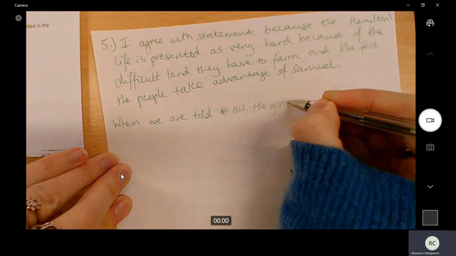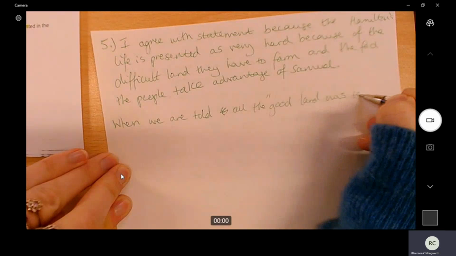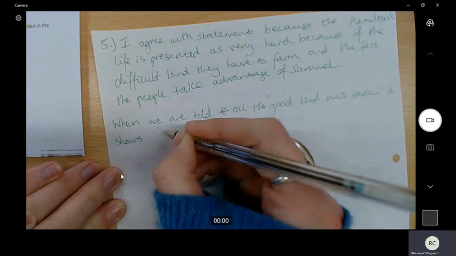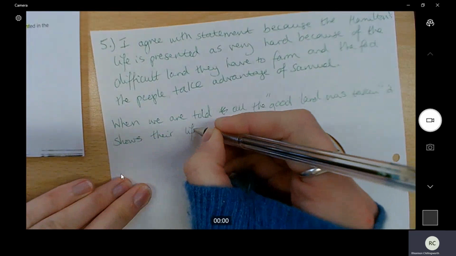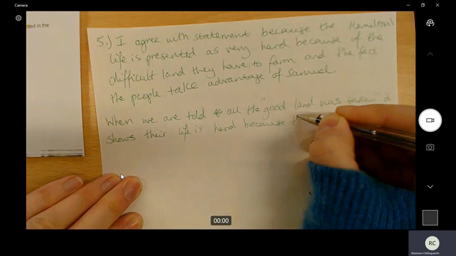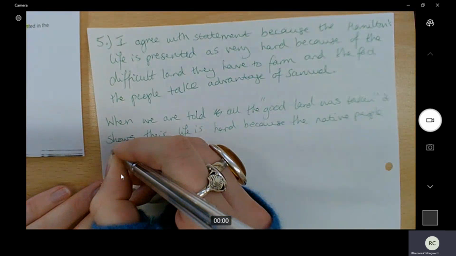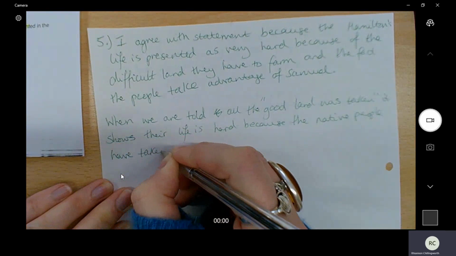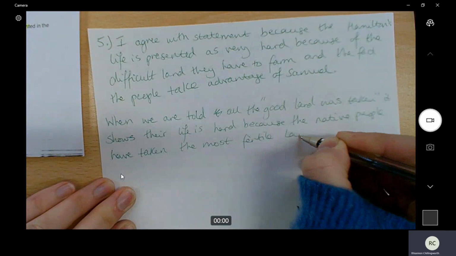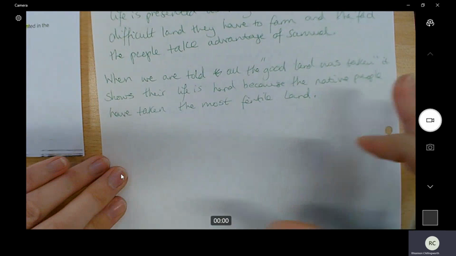All the good land was taken. It shows their life is hard because the native people have taken the most fertile land. Fertile just means good for growing, essentially. So there's my first one.